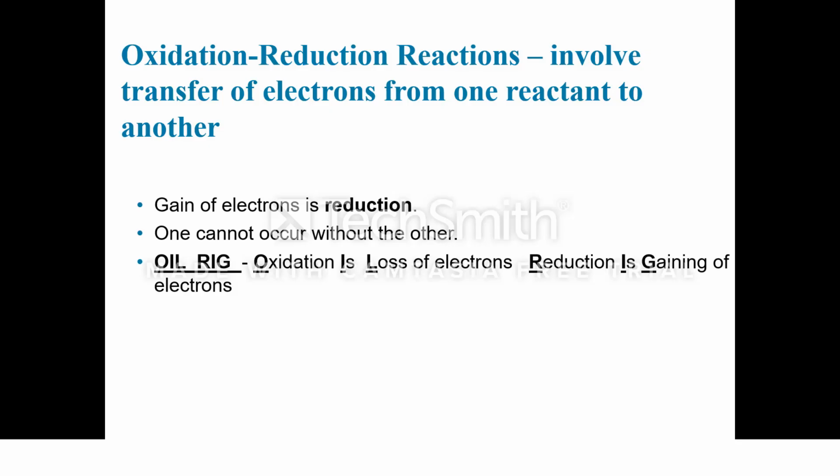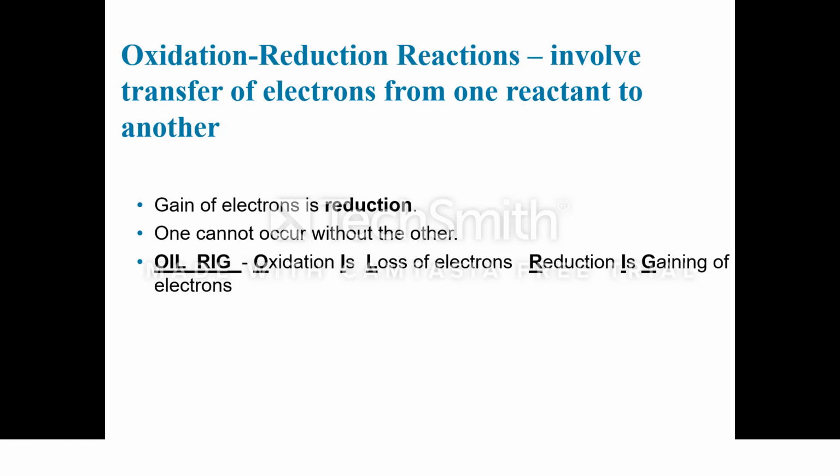The next type of reaction we're going to take a look at in aqueous solution are called oxidation reduction reactions, or redox reactions. These reactions involve electron transfer from a reactant to another reactant. This section is going to focus on redox reactions that contain metals.